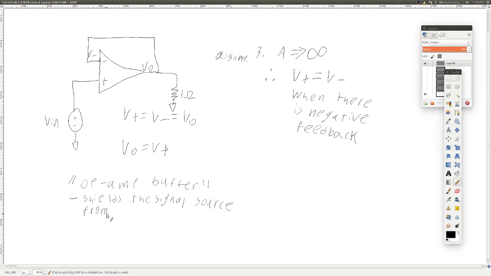From a small load. Shields the signal source from the load. And that's basically it. That's what a buffer is. You can also think of the term buffer as used in chemistry, if you've taken chemistry, in that a buffer is something that helps to insulate at a certain pH.